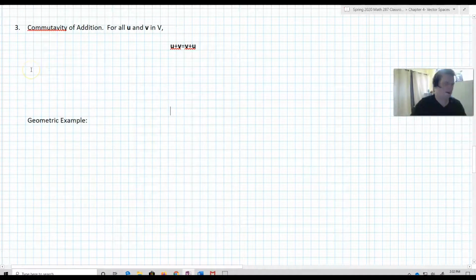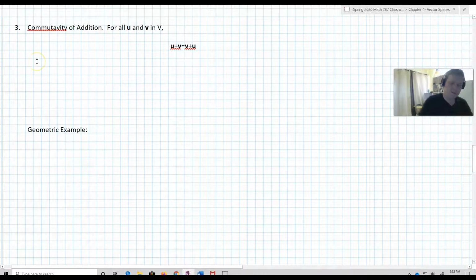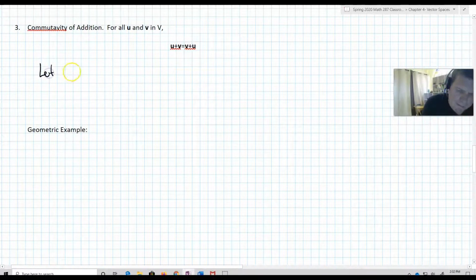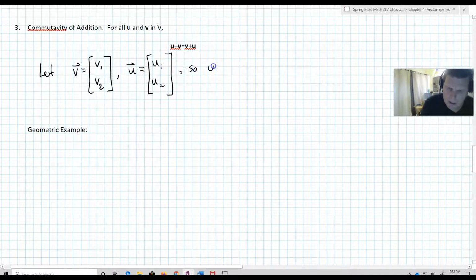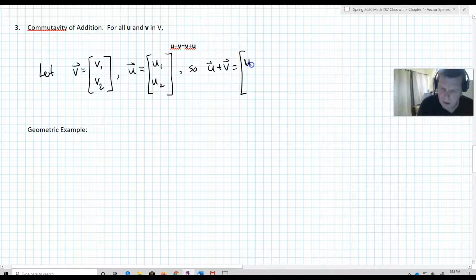We'll let v equal v1, v2, and u equal u1, u2. So u plus v is going to equal u1 plus v1 and u2 plus v2.